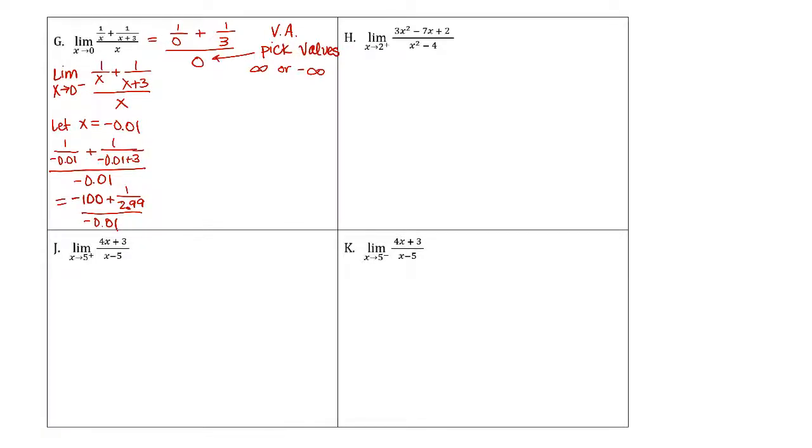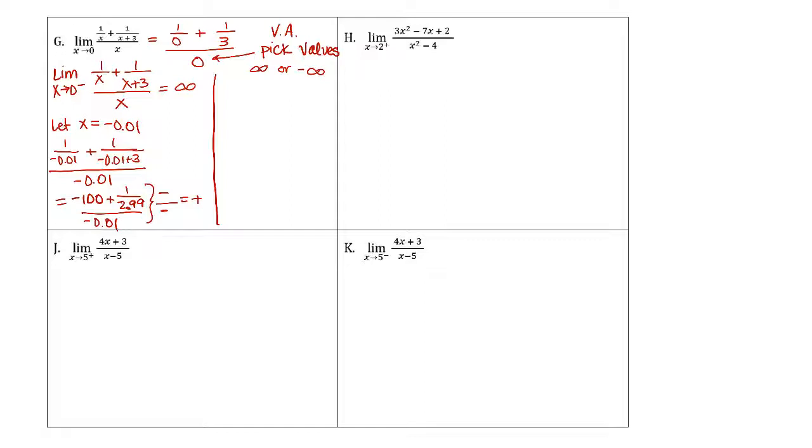So all of that, when it's all said and done, this is going to still be negative in the numerator. In the denominator, it's negative, so that's going to be a positive. So from this side, that's going to tend toward positive infinity. Okay, now let's look at it approaching from the other side.